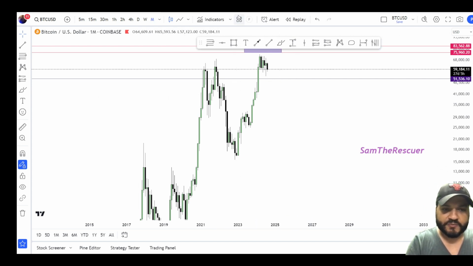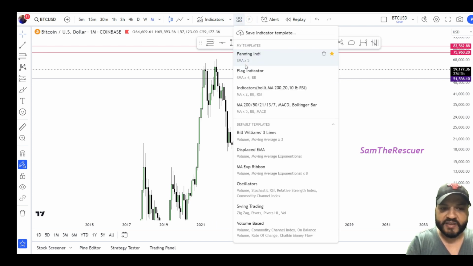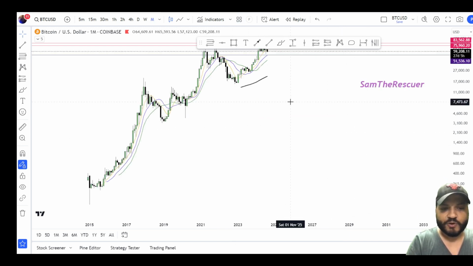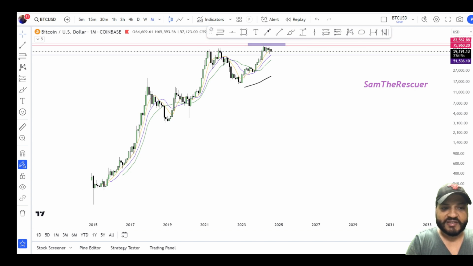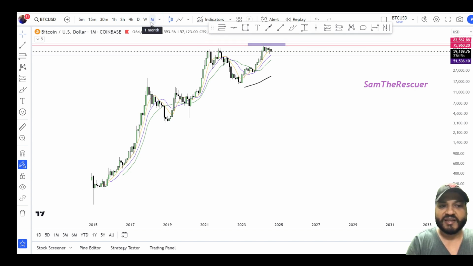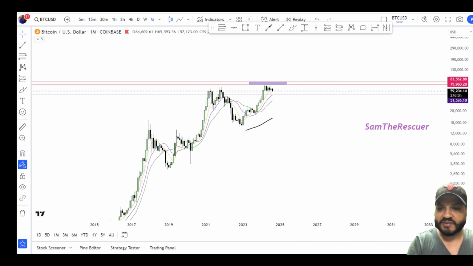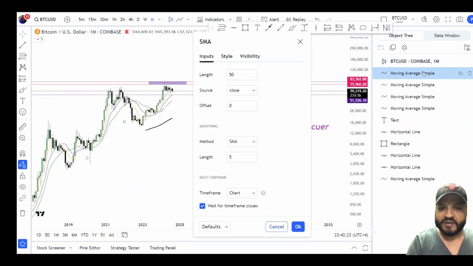Okay, so first of all, this is already stored in my thing. You see the saved indicator. This is the fanning indicator. Once I click this, it just pops up. By the way, this is the monthly candle chart for BTC, and I'll show you the settings first. So let's begin with the settings.